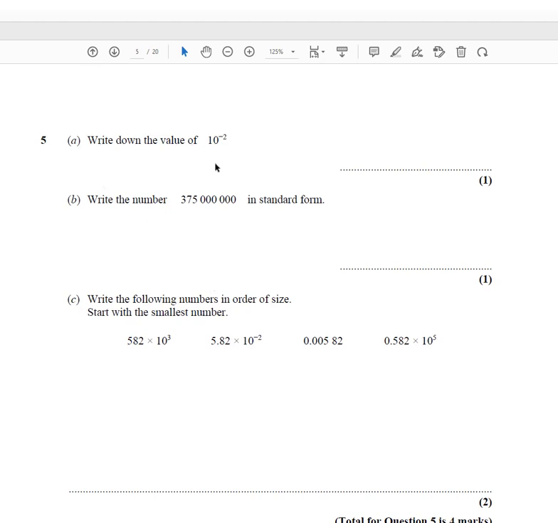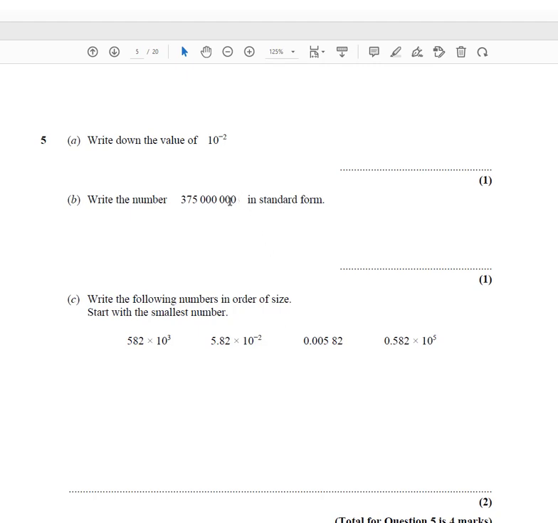Question A, write down the value of 10 to the power of -2. Okay, remember we did this in lessons recently. You know what 10 squared is, but this is -2. So what is the difference? What does that minus do? It does not make it negative. Remember that. Write the number in standard form.